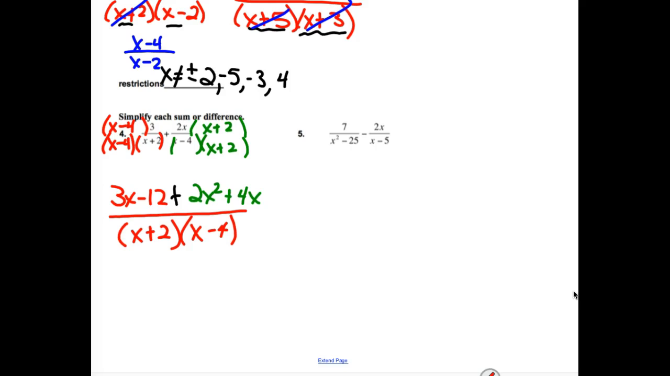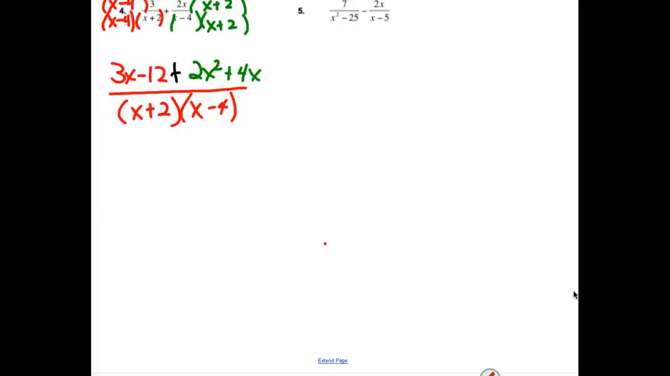So what I need to do now is simplify all the numerator pieces, right? Combine any like terms, get that cleaned up. So I end up with 2x squared. My x's, when I combine them, I have 7 of them, and a negative 12. My last step would be to try to factor that numerator to see if there's anything I could reduce out. In this case, it doesn't factor, so we're done, but we would want to check for that.